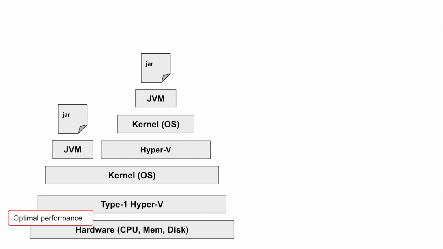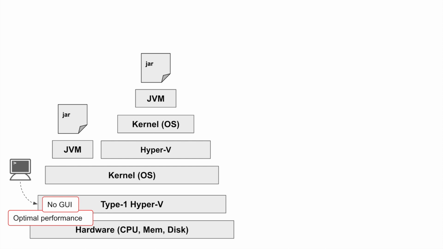The second difference with the type 1 hypervisor is there's typically no GUI. So in order to create, start, and stop operating systems on this hypervisor, you need an external client to connect to it to send those commands.